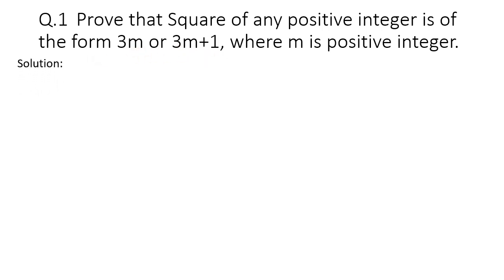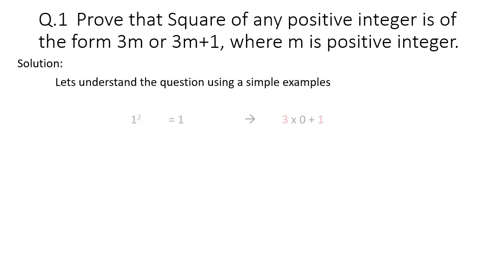Let's understand this particular concept with the help of some simple examples. Suppose there is an example, 1 square. You will notice that 1 square is equal to 1. So it can be written as 3 into 0 plus 1. That is, 1 square can be written as 3 into 0 plus 1. Just like 2 square. 2 square is 4. It can be written as 3 into 1 plus 1. Obviously 3 into 1 is 3, plus 1, 4. That will give the example as 4.